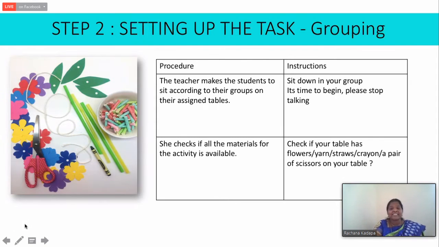And she checks if all the material for the activity is available. So here we mentioned already the TLM for the activity: straws, paper straws, and then scissors, paper flowers, like that. So she checks all the things. Then table flowers, yarn, straws, crayon, a pair of scissors on your table. So here the instruction: check if you have all the things in your place or on your table. And then next.